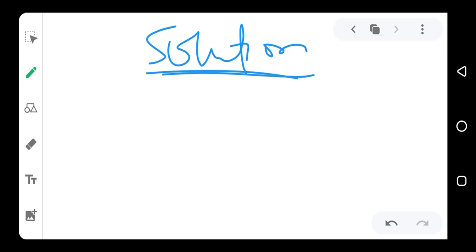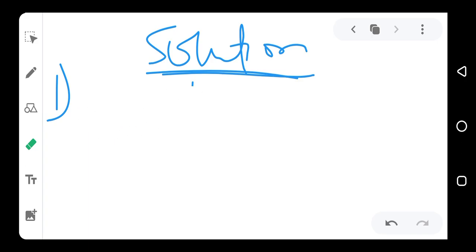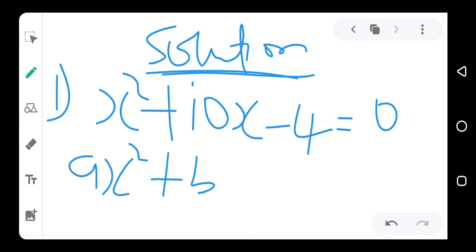Now step 1. Our step 1 is to compare with the standard equation for quadratic equations. First of all, write it. The equation is x squared plus 10x minus 4 is equal to 0. Now when we compare with the standard equation, ax squared plus bx plus c is equal to 0.